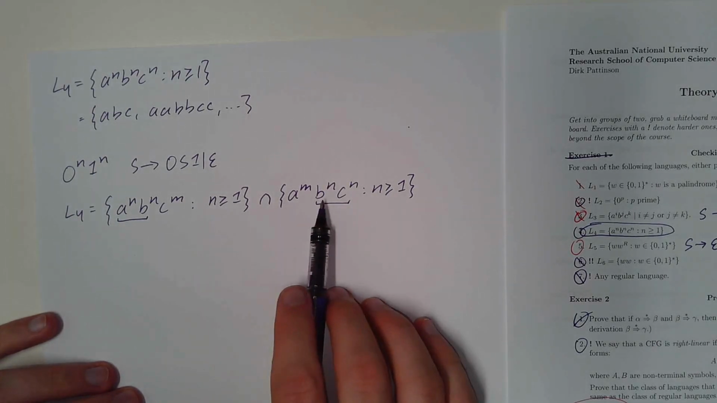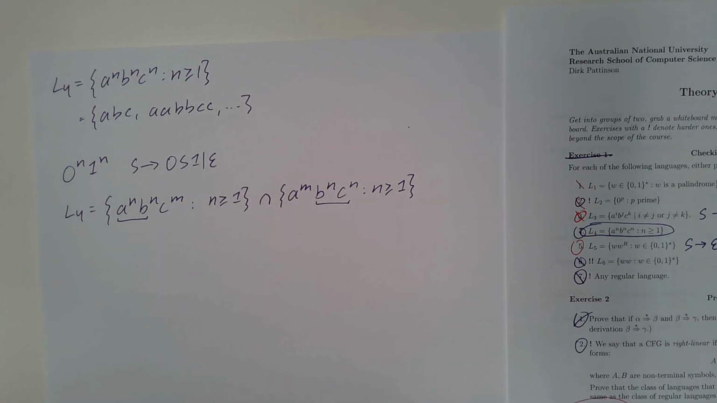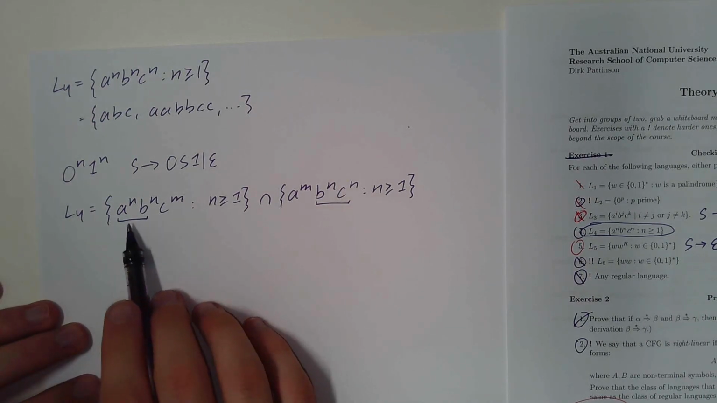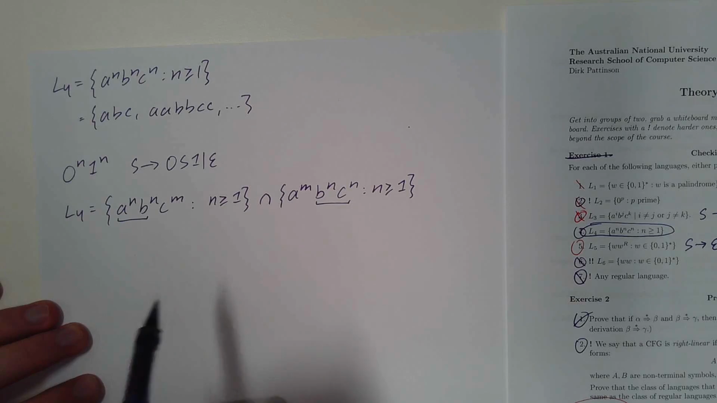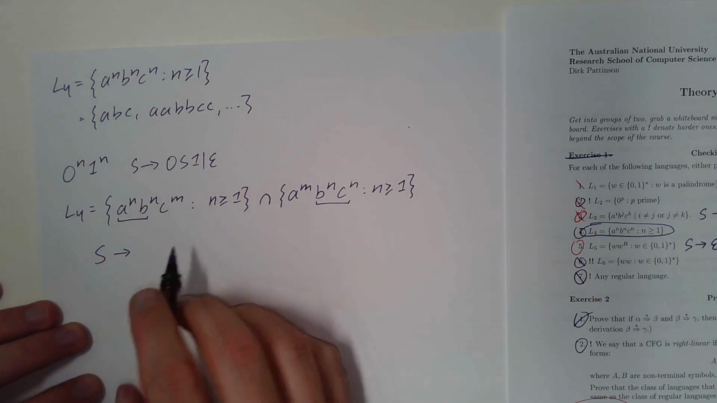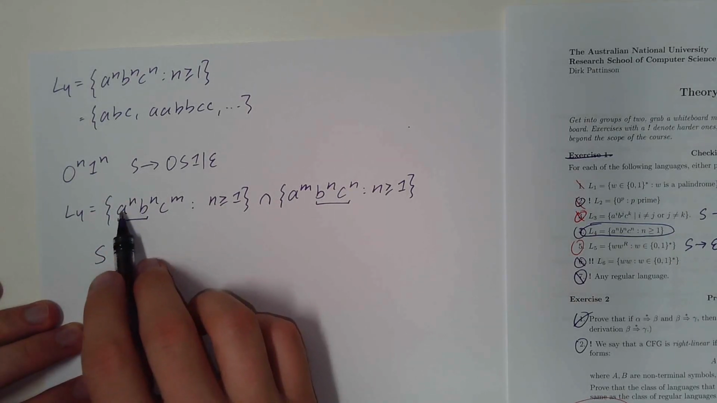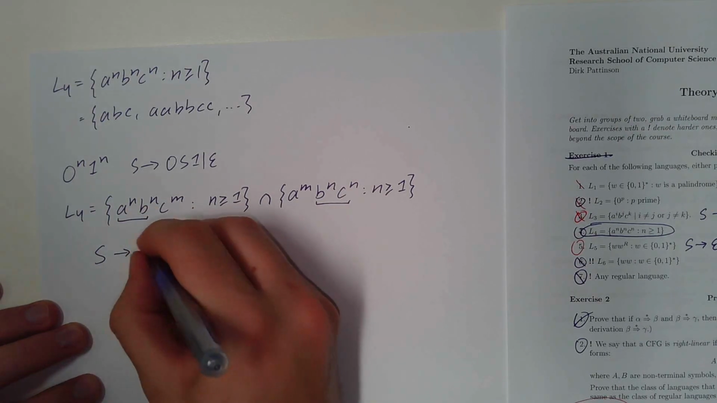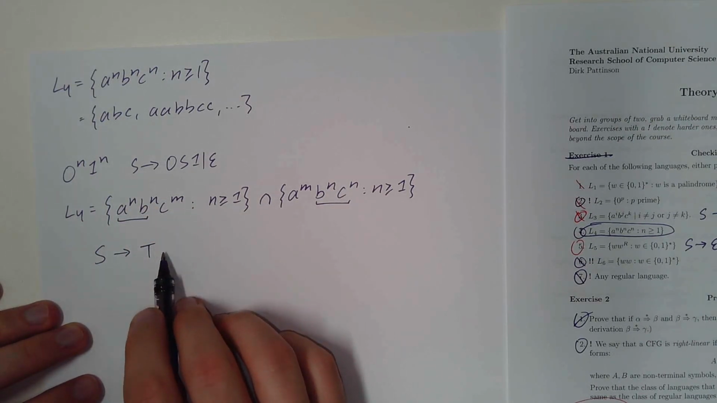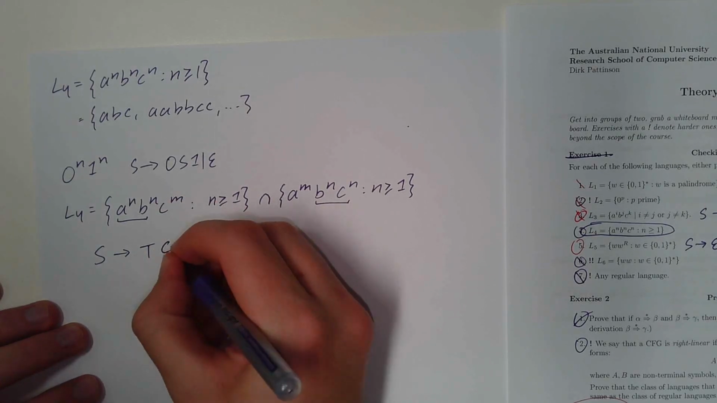So now if I can just create a grammar for these languages, then I'm done. So let's look at how I can create a grammar for the first one. So here's my starting state. I want to go to a state that's going to generate matching pairs of A's and B's, and then I want to go to another state afterwards that generates as many C's as I want.